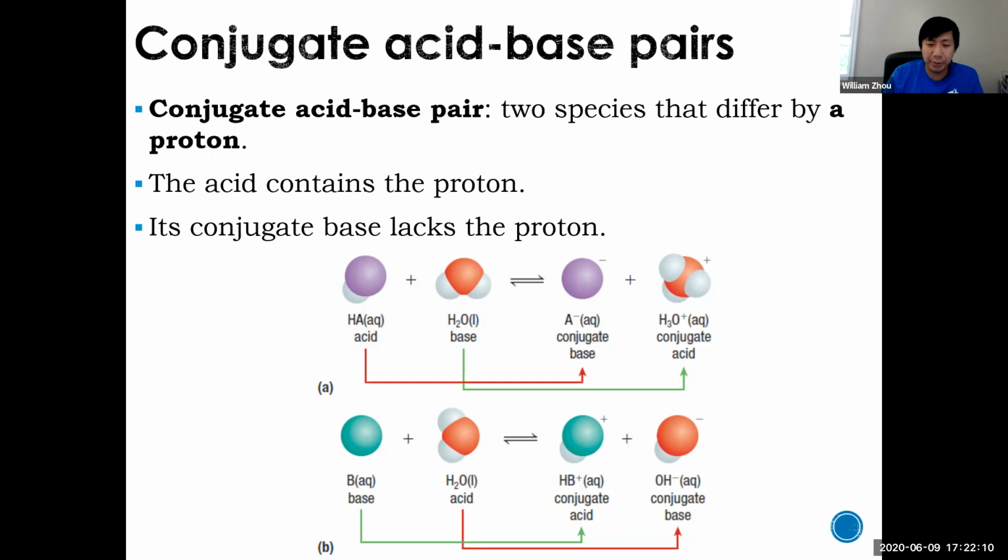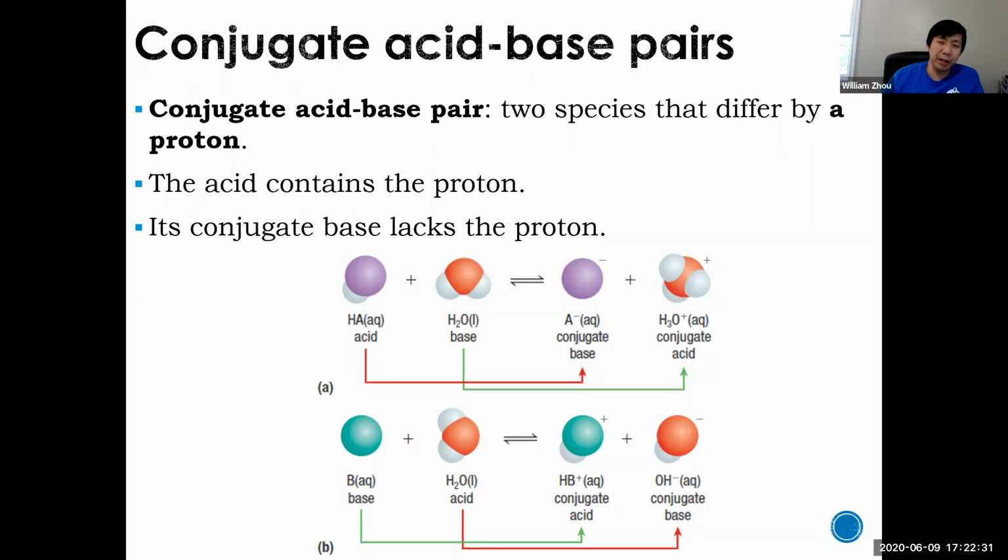Same thing in B. B, the base, plus water. Well, the base would then take a hydrogen. You have HB, and then you have OH from the water. The B and the HB are conjugate acid base pairs. H2O and OH, again, are conjugate acid base pairs. They differ by one proton.